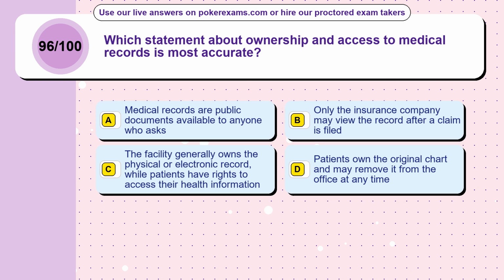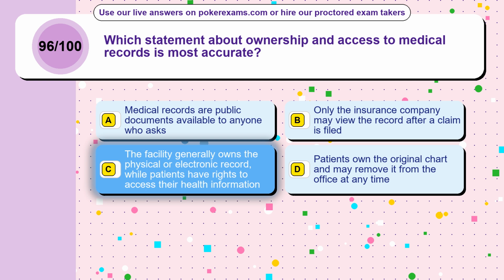Question 96. Which statement about ownership and access to medical records is most accurate? Option A. Medical records are public documents available to anyone who asks. Option B. Only the insurance company may view the record after a claim is filed. Option C. The facility generally owns the physical or electronic record, while patients have rights to access their health information. Option D. Patients own the original chart and may remove it from the office at any time. The correct answer is option C.